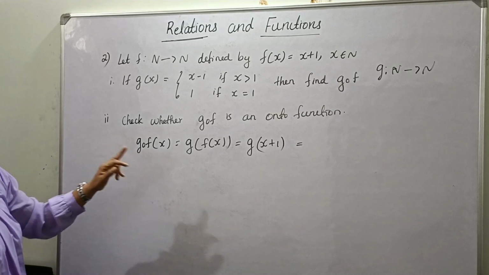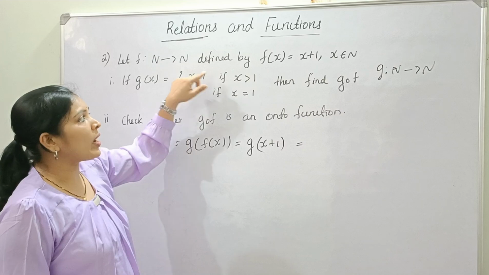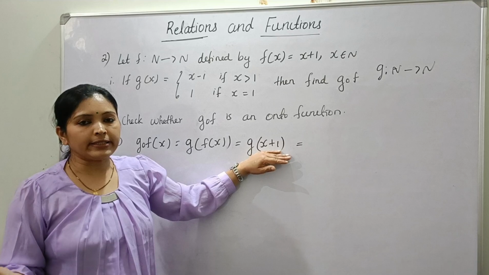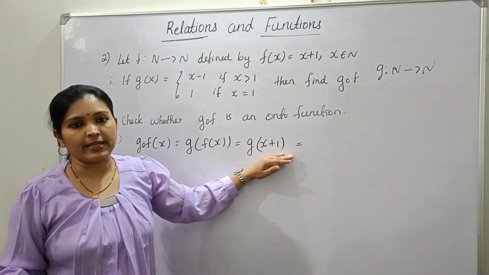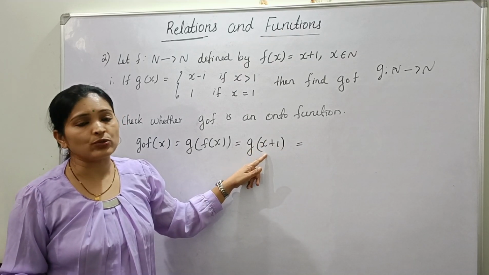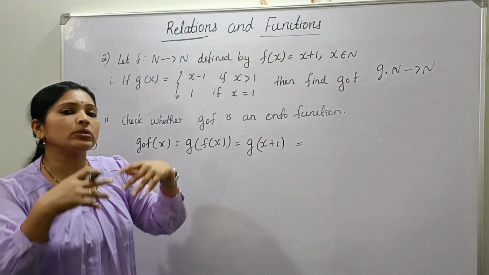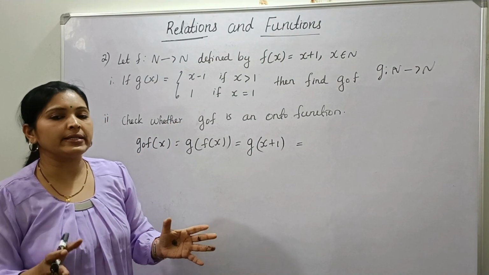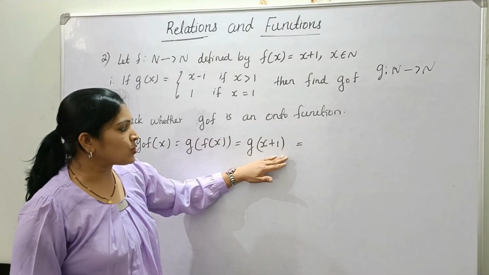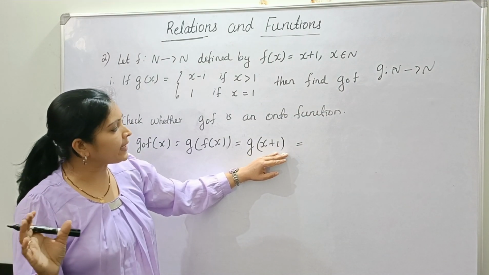And g of (x + 1): it is given g(x) = x − 1 if x > 1. Here x + 1 is always greater than 1, obviously. Why? Because x takes positive values, as the function is from N to N, natural numbers to natural numbers. So this set contains only positive integers. So x + 1 is greater than 1.